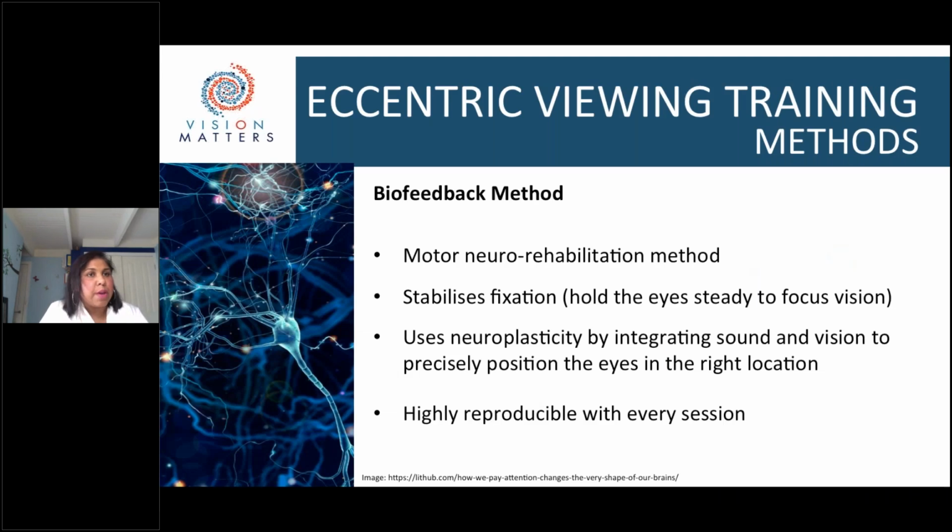In my clinic, I employ biofeedback eccentric viewing training. This method is relatively new with research dating back to the early 2000s. It's considered a neuromotor rehabilitation method because the technology encourages the eyes and the brain to work together to access a precise training area on the retina. Biofeedback eccentric viewing is conducted through the MAIA. This training directs neuroplasticity by combining sound and light to help patients move their eyes to an exact position at every session. By working this way, this method also addresses fixation stability.